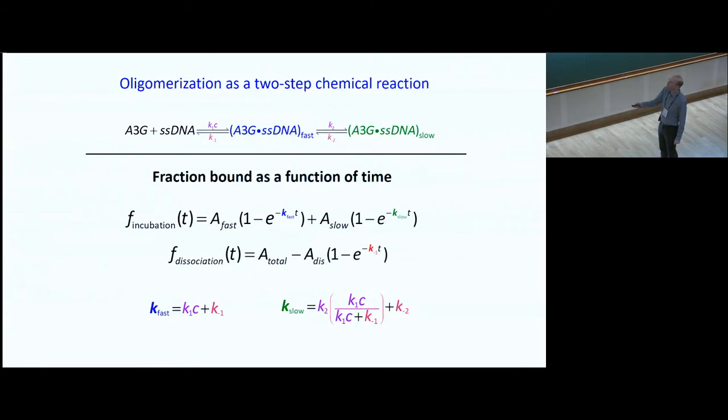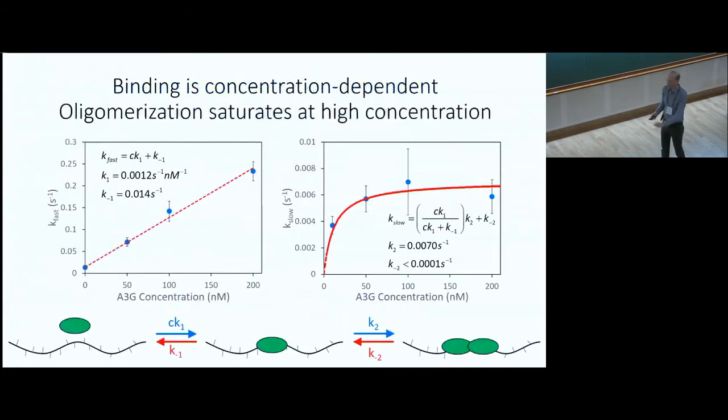So this is what you would predict if this is the model that we should observe in our data. And here's the data. So yes, the K-fast rate definitely depends linearly on concentration. And we can get our rates out of that, some K1 and some K-1, directly from this linear fit. And once we know K1 and K-1 from here, we can plug that into this equation and calculate K2 and K-2 for the oligomerization rate.